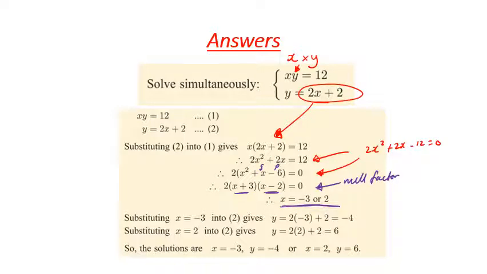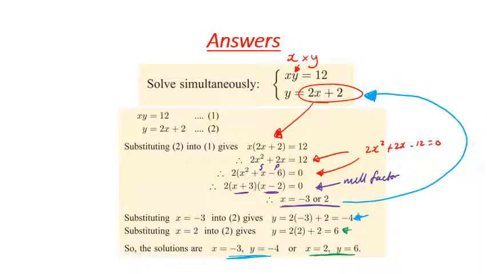Then what you would have done is you would have got these answers and substituted them back into this equation here, and you would have worked out that when x equals -3, y equals -4, looking here, or you would have worked out that when x equals 2, y equals 6, using this bit here.